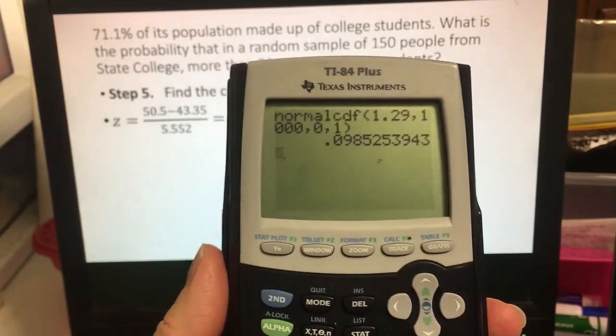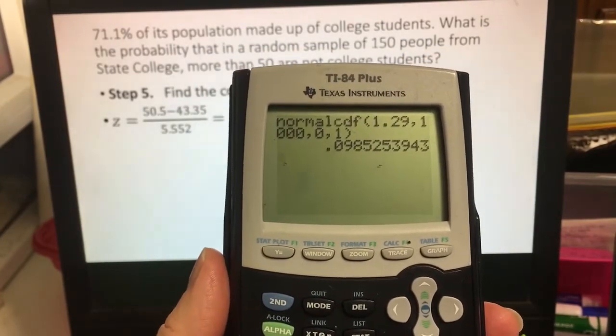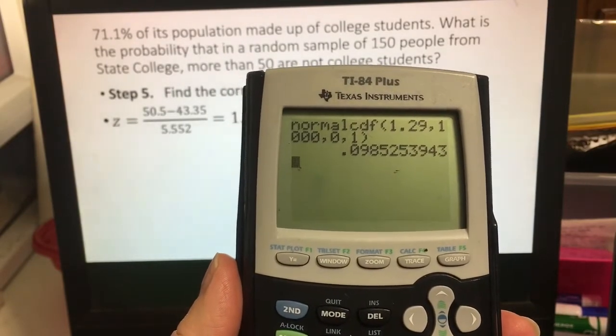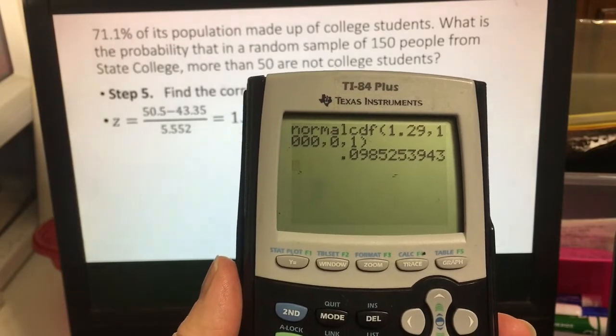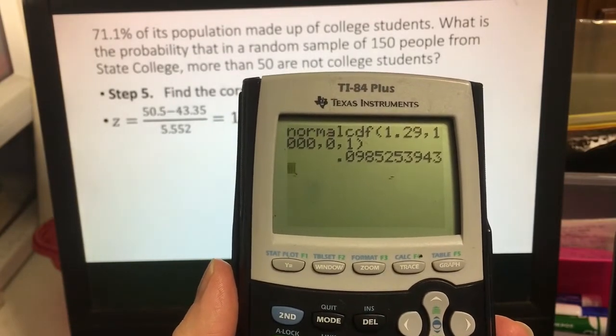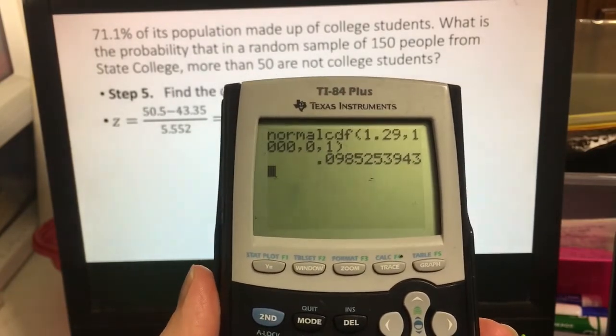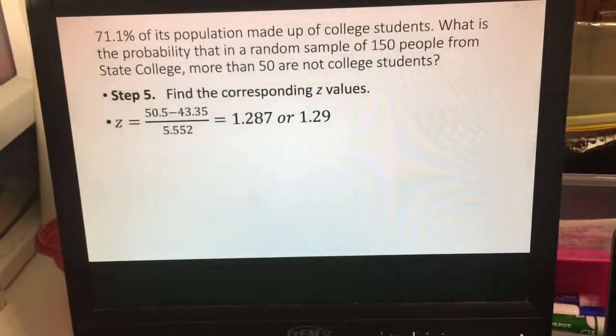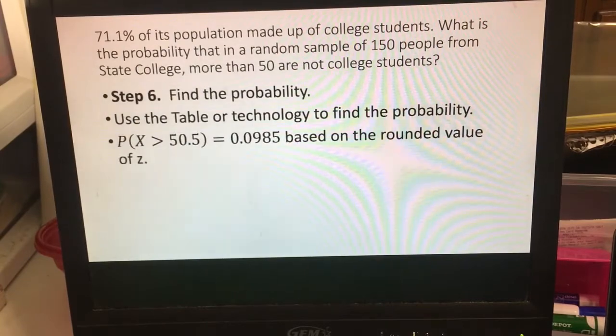1.29 to 10,000. Oops, I think I lost a zero in there. I should have had one more zero. But anyway, it was a big number, and comma 0, comma 1, because that was the Z-score. And I get the 0.0985, which is what I was supposed to get.